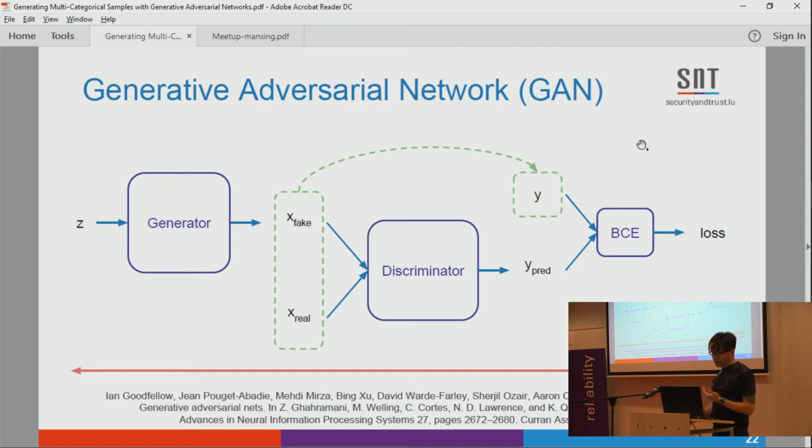And the loss, well, I'm simplifying a lot here, but the loss in some way is an approximation of the Jensen-Shannon divergence, or the KL divergence, which is a measure of how similar two distributions are.